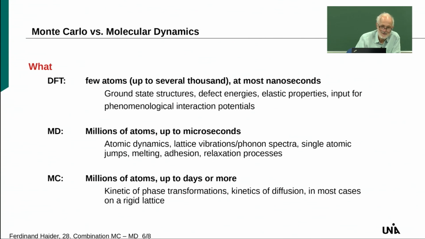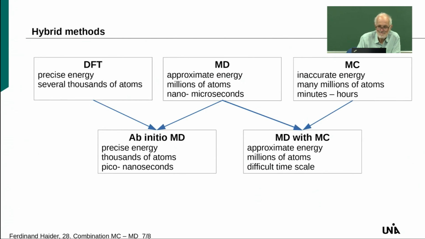You start with DFT, then step by step you go to coarser and coarser time and length scales, and then at the end you still hope that you achieve a more or less realistic picture of your material. So here is the interrelation, as I understand it. If you combine DFT and MD, you can get ab initio MD. MD with MC, we heard about that: during this MD run, once in a while you do a Monte Carlo step.